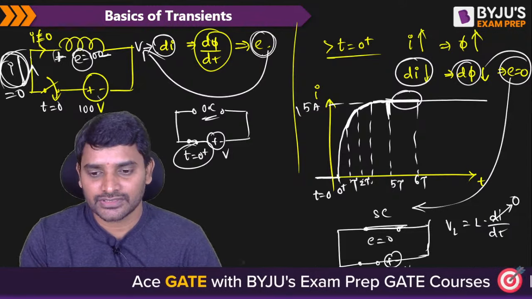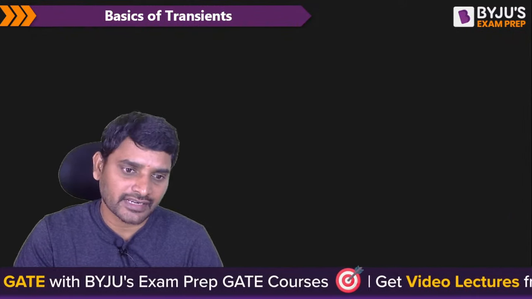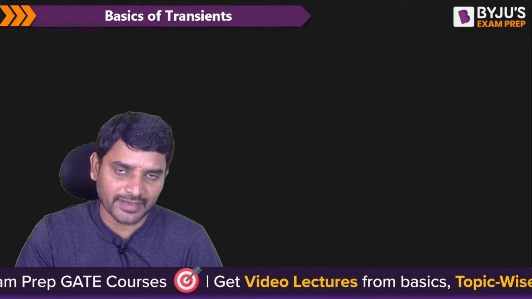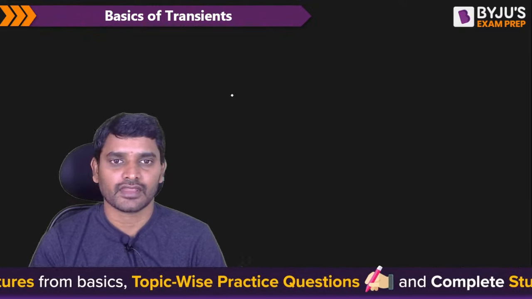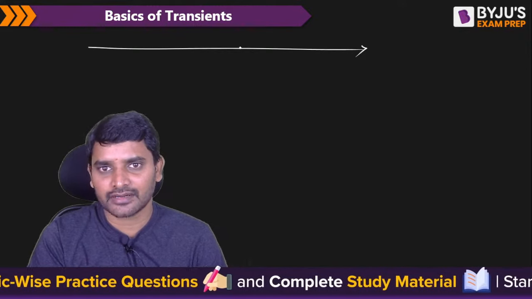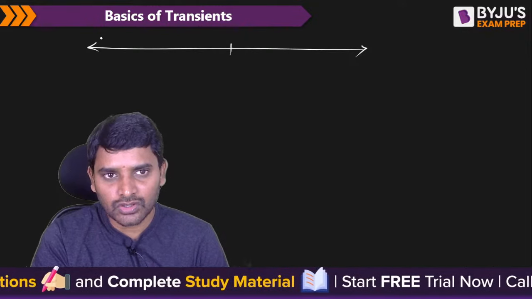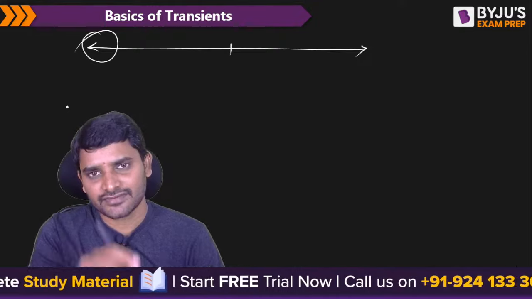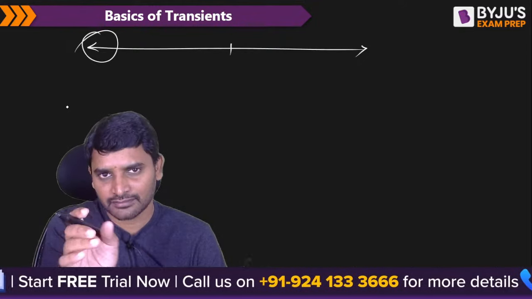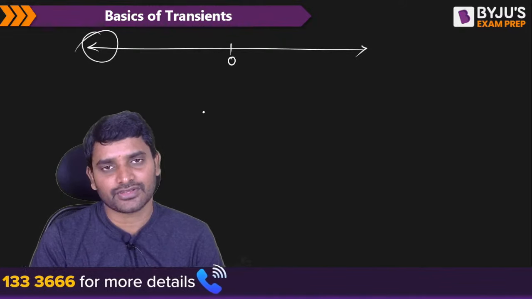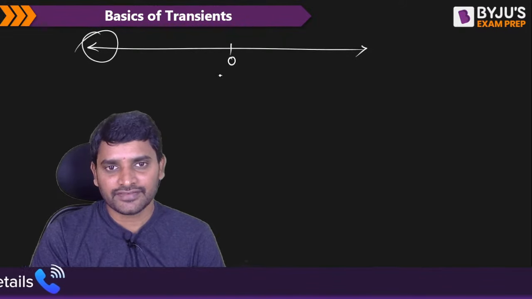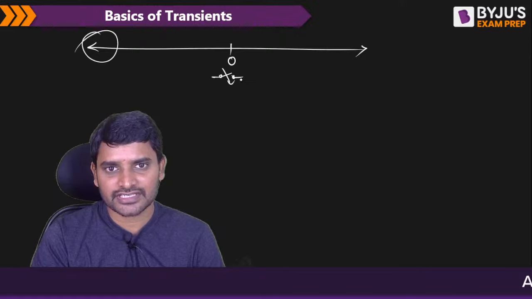Okay, so this is what I wanted to say when it comes to inductor, and similarly for capacitor also. Again, the same timeline if you take up, don't include the negative time instants. If you include the negative time instants in the formula, you'll get wrong behavior. So please take up only zero instant. Okay. Now, if I close the switch at zero instant.